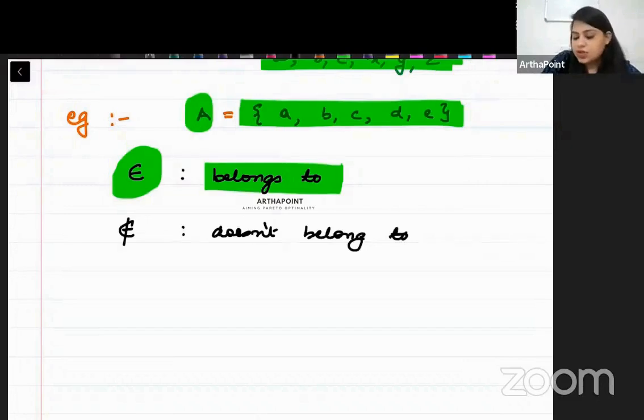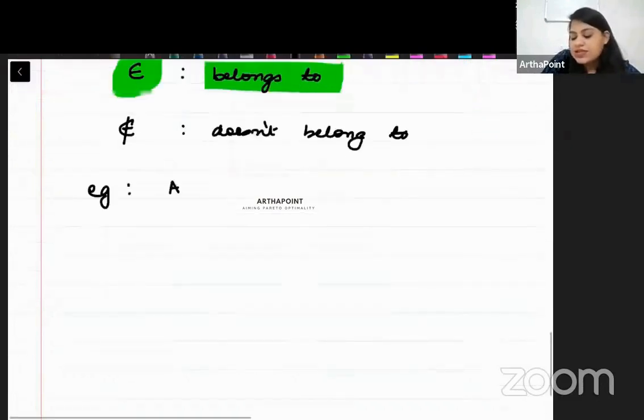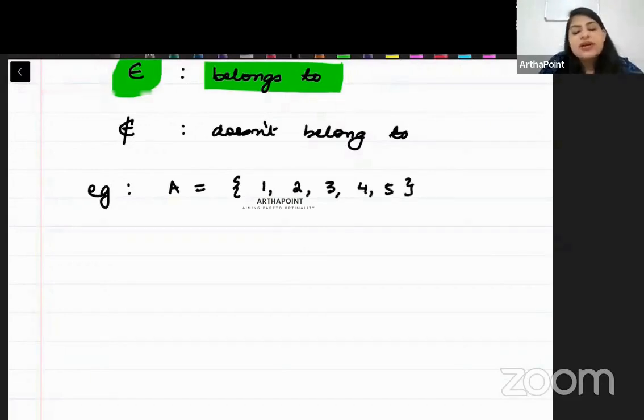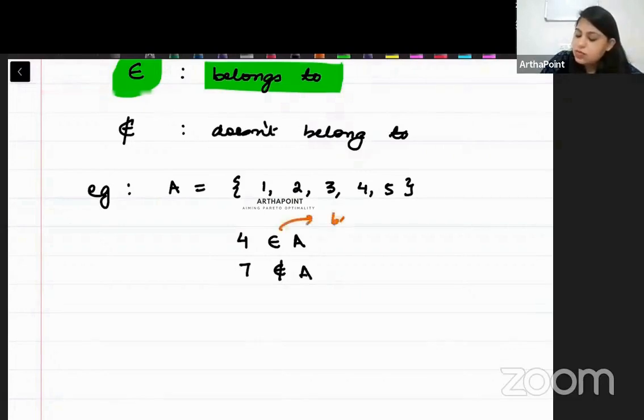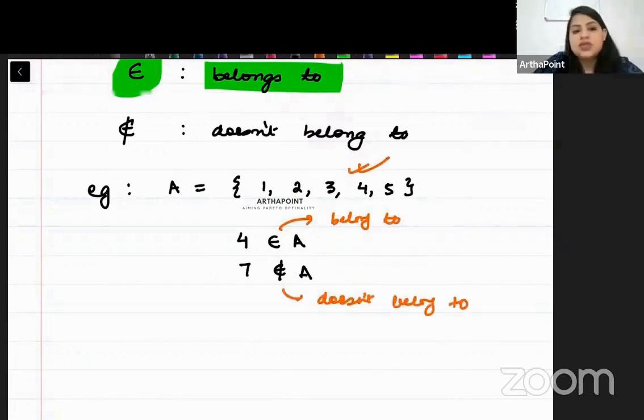जैसे for example, ध्यान से समझना. Suppose I tell you that एक set है A, and this set has first 5 numbers. So this set is 1, 2, 3, 4, and 5. But now I'm asking, does 4 belong to this set? So you will tell me 4 belongs to A. Now I'm asking, does 7 belong to this set? So you will tell me, beta 7 does not belong to A. ठीक है जी. So इसका मतलब हो जाता है belongs to. 4 यहाँ पे है ना, 4 is present, right? And इसका मतलब हो जाता है does not belong to. I hope this is clear.